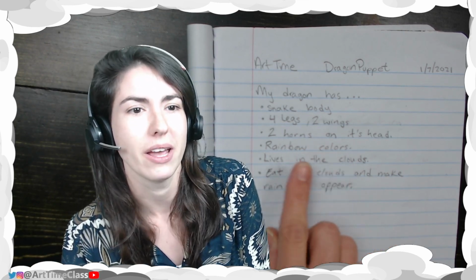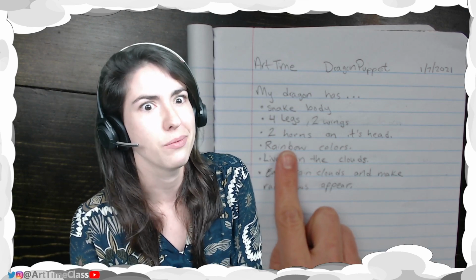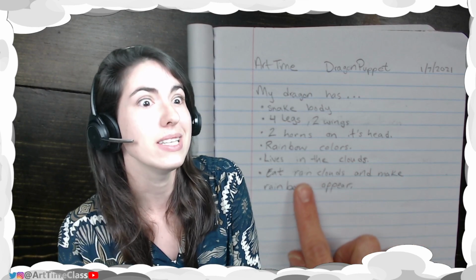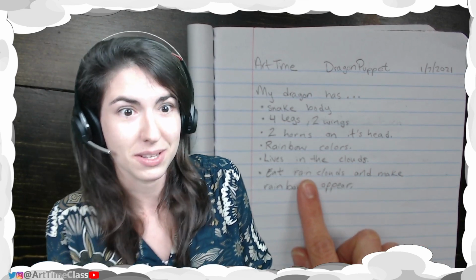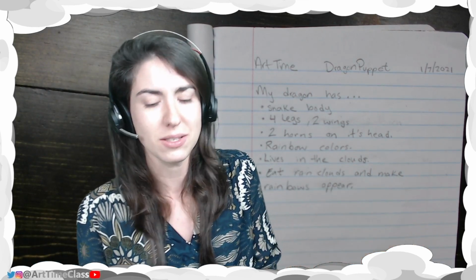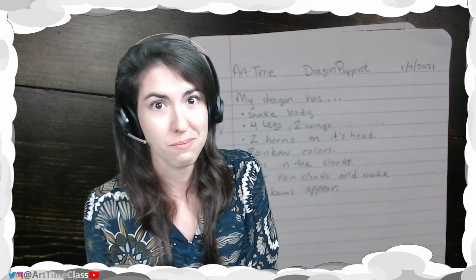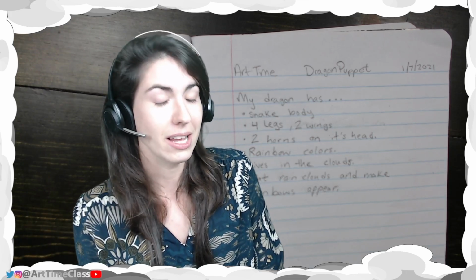So for my dragon, I thought about where it would live. If it had rainbow colors, I want my dragon to live in the clouds, and I want it to eat rain clouds. That's what it's going to eat. And when it eats rain clouds, rainbows appear. That's a little bit about my dragon and the idea that I have. In a moment, I'm going to draw out my idea, and you can follow along with me. But first, let's look at some dragons around the world.